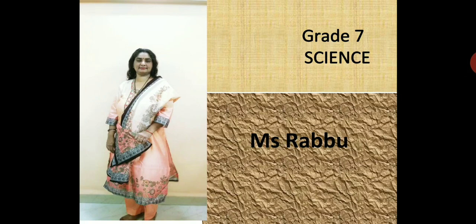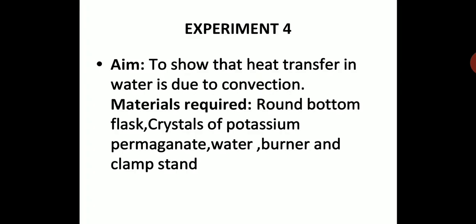So, let us continue with the journal writing with experiment 4. Today we are going to write experiment 4, which is again based on the chapter Heat. You are going to write an experiment based on transfer of heat due to convection. The basic instructions for writing the journal will remain the same.